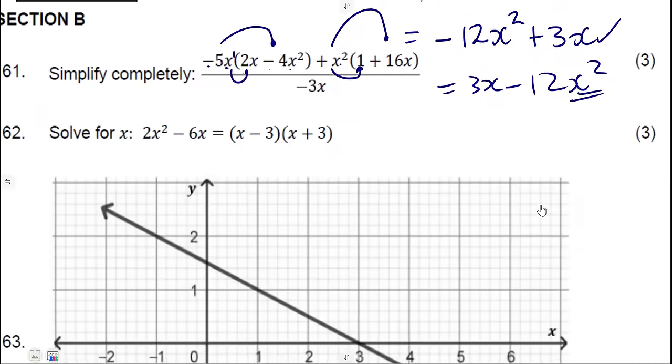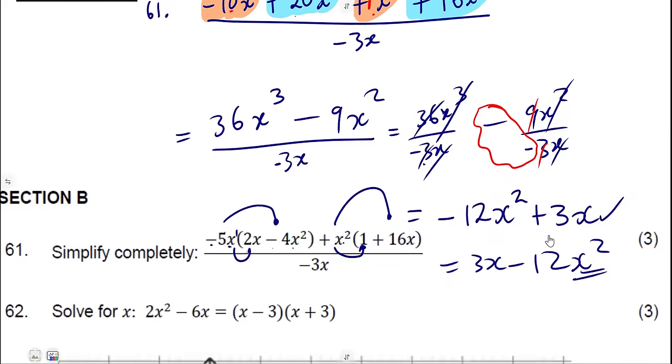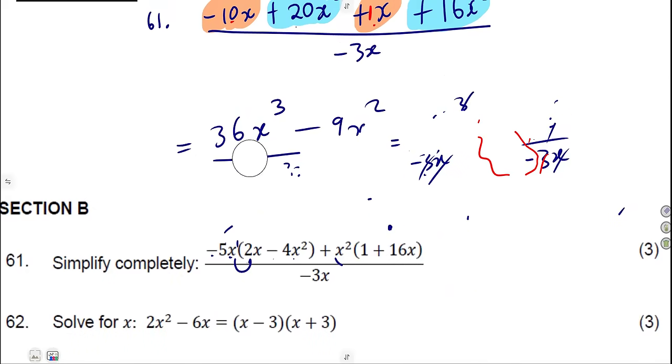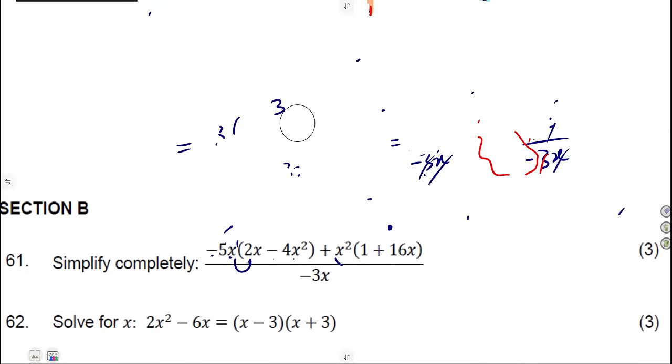All right, solve this equation. All right, solve the equation on question number 62. Just expand the brackets, guys. All right.